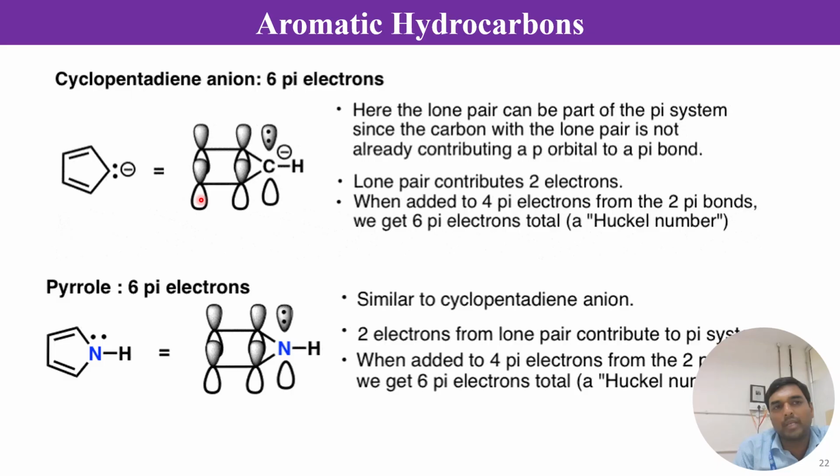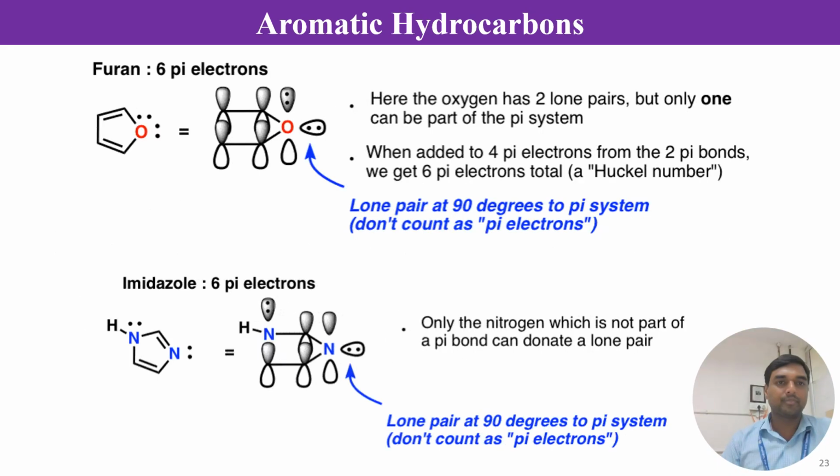But when you consider the cyclopentadienyl anion, you can see that the lone pair orbital is parallel to the p orbitals. Even in the pyrrole case it is similar. So we need to consider this lone pair of electrons as part of the pi electron count. In the case of furan, you can see that there are two lone pairs of electrons. One is parallel, another is perpendicular. That means one pair of electrons needs to be considered. And in the case of imidazole, one pair of electrons needs to be considered, parallel to the p orbital system, whereas this one we need to consider.